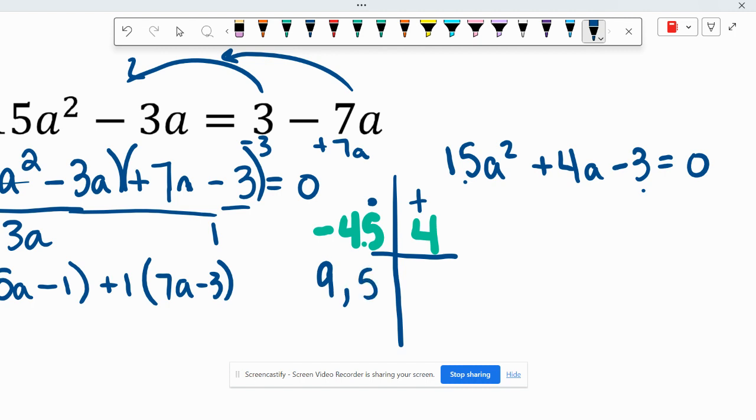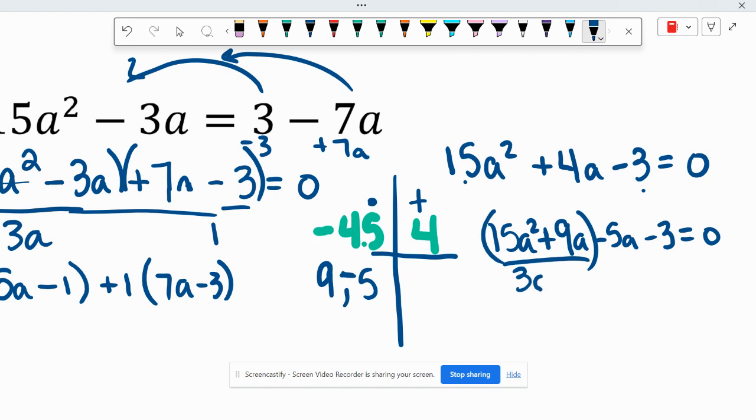Okay, which one of them has to be negative? Because one of them has to be negative to give me a -45. If 9 is negative, then this is going to be a -4. So the 5 is negative. 15a squared plus 9a minus 5a minus 3 equals 0. GCF here, 3a. GCF here, -1.